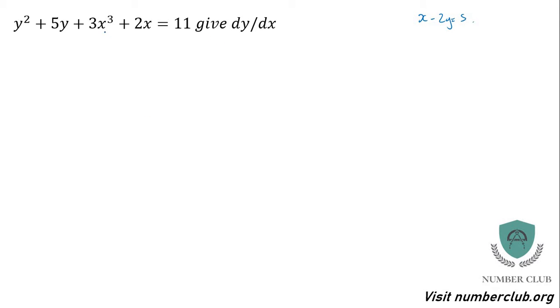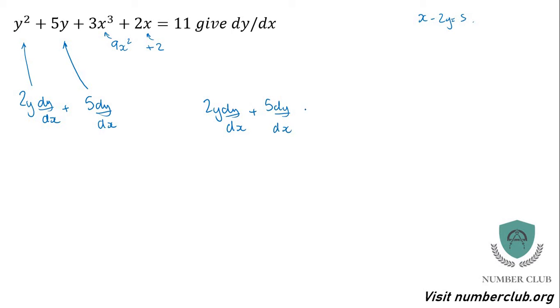Now, when you've got terms that are just x terms, you can differentiate those as normal. That will be 9x squared, and this will be plus 2. Those differentiate really, really nice and easy. If you've got terms that are just y terms, differentiate just the y part, treat y as the variable, and then put dy by dx afterwards. So in this case, this differentiates to 2y, and then put dy by dx. If you differentiate with y being the variable, you must put dy by dx at the end. Plus, we've got 5y differentiates to 5 dy by dx. And so what we end up with is 2y dy by dx plus 5 dy by dx plus 9x squared plus 2 is equal to, and this differentiates to 0.